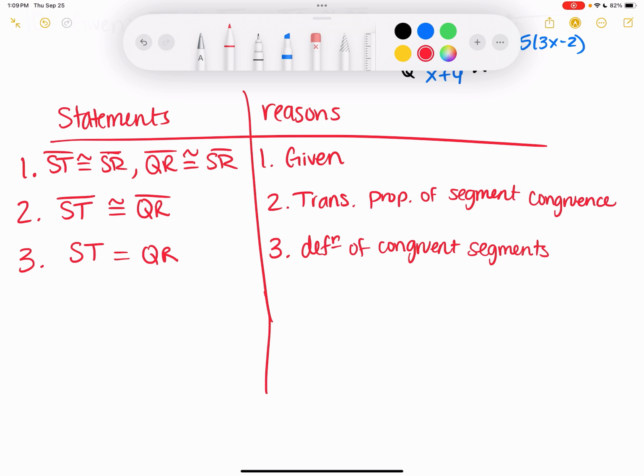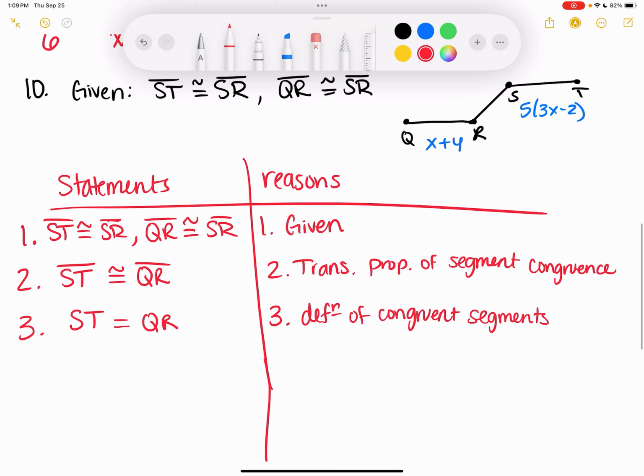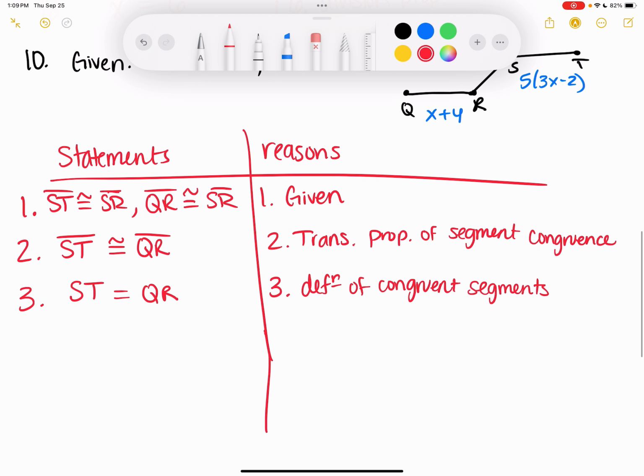All right, next thing. I can replace ST and QR with the expressions up here by substitution. So I've got 5 times 3x minus 2 equals x plus 4. What allows me to do that? Substitution.